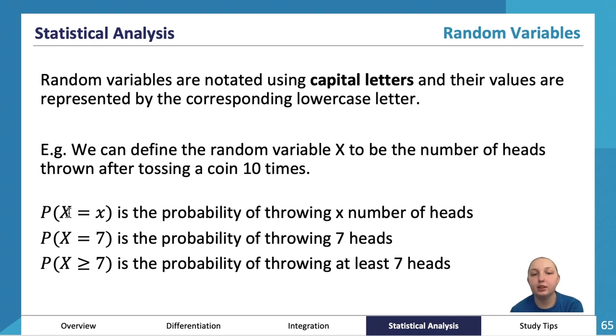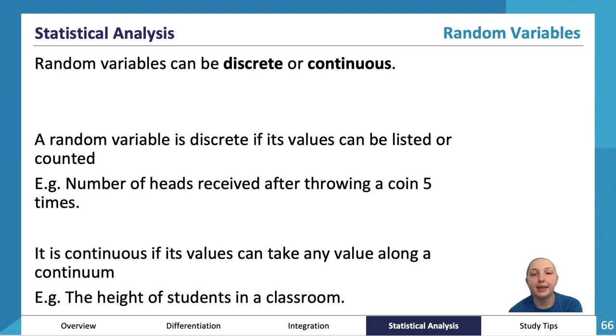So yeah, the uppercase is like the actual variable. So let's say uppercase X is the number of heads, and lowercase x is the probability of throwing whatever number of heads. Okay. So your random variables can be discrete or continuous.